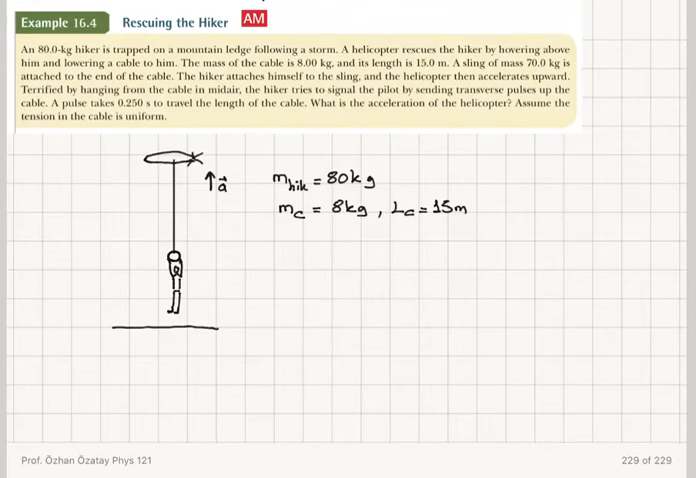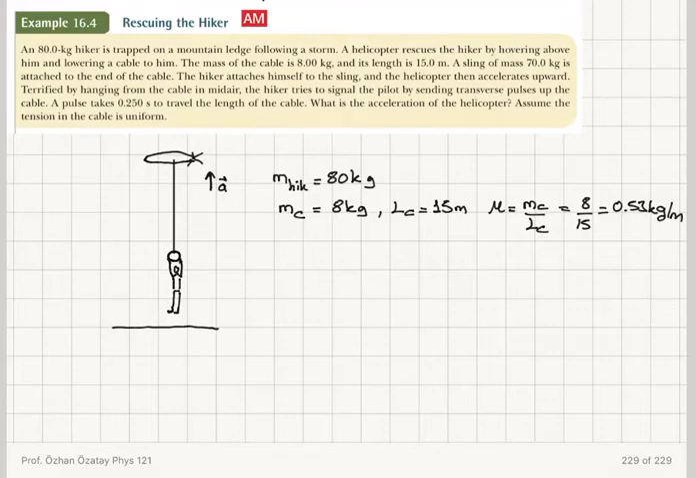So it has a mass per unit length: the mass of the cable divided by the length of the cable, assuming it's a uniform cable. This should be 8 divided by 15, 0.53 kilograms per meter.